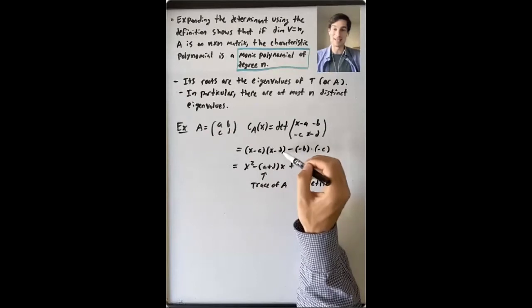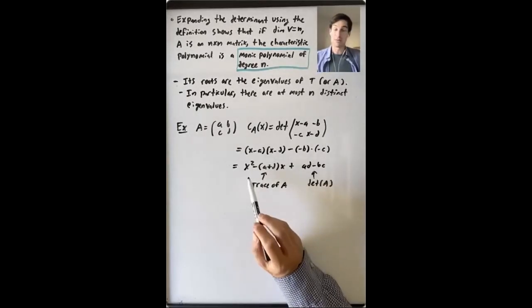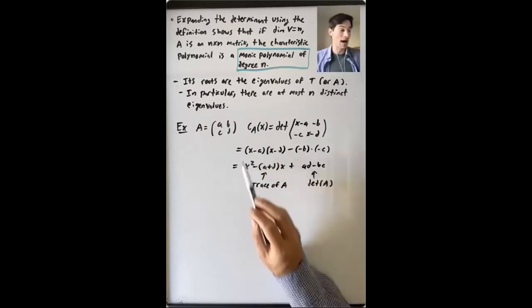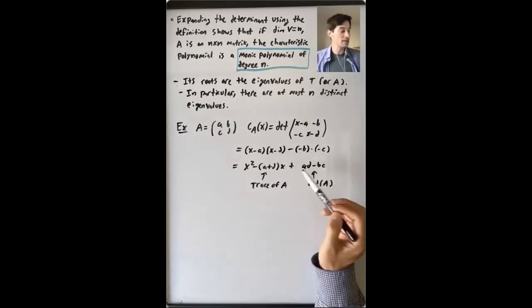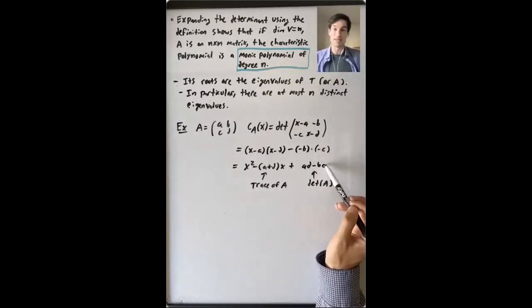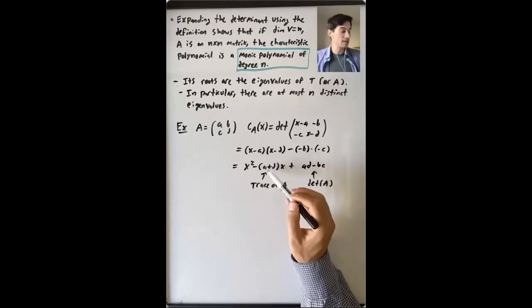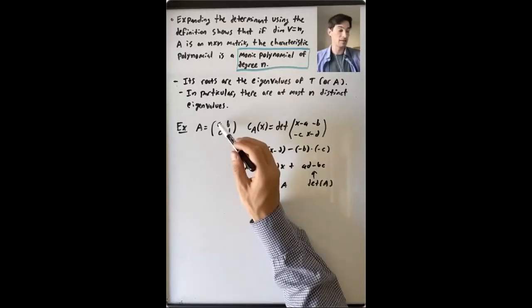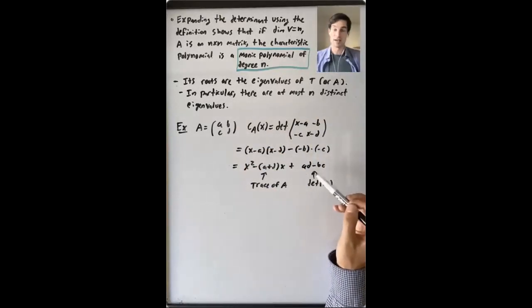So it's (x minus A) times (x minus D) minus (minus B) times (minus C), which you can write in terms of powers of x as x squared. It really is a monic polynomial of degree 2: x squared minus (A plus D)x plus (AD minus BC). And these coefficients are meaningful. This is something we'll come back to. We get x squared minus the trace of this matrix, the sum of the diagonal entries, plus the determinant of this matrix.